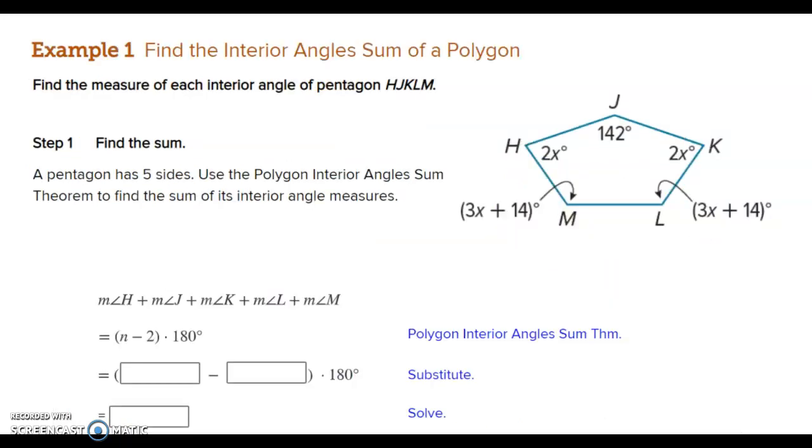So let's look at an example. Find the measure of each interior angle of pentagon HJKLM. First, find the sum. A pentagon has 5 sides: 1, 2, 3, 4, and 5. Use the polygon interior angle sum theorem to find the sum of its interior angle measures. The formula to do that is the quantity of n minus 2 times 180 degrees.